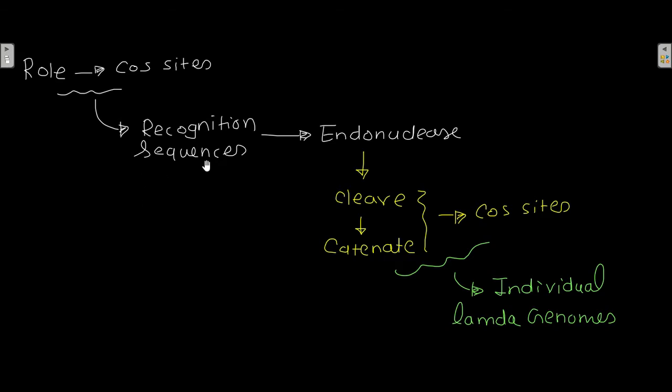The role of the cos site is to act as the recognition sequence for a particular endonuclease. This endonuclease will cleave the concatemer at the cos sites, and this cleavage will produce individual lambda genomes. So the cos sites act as recognition sequences for endonucleases.